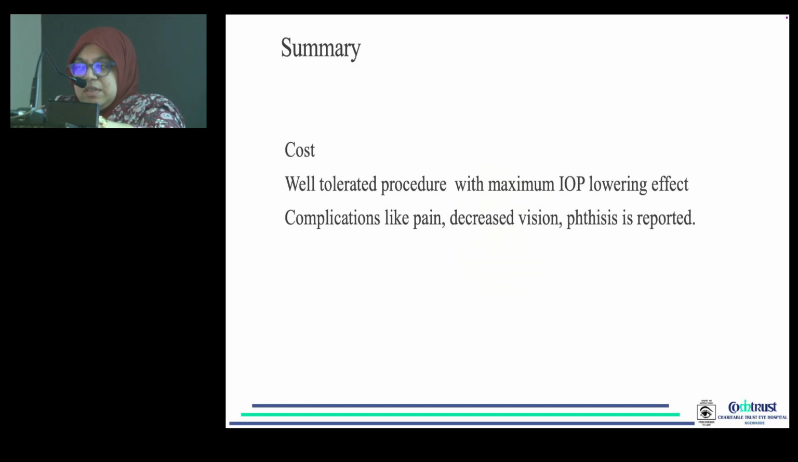So the basic is that the cost, it is a little bit towards the costlier side, but it's a well tolerated procedure with maximum IOP lowering effect, and complications like pain, decreased vision, and phthisis has been reported.